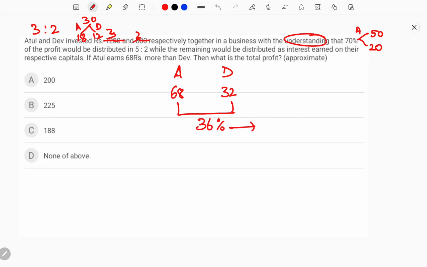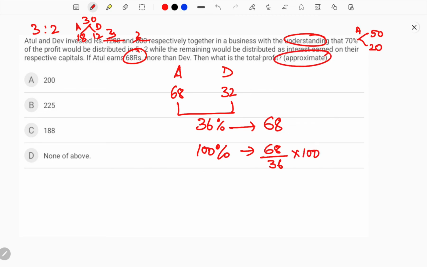So the 36% that they have given here is 68. If you know 36% is 68, you need to find what the total profit is. Our total profit will be 100%. If 36% is 68, what will be 1%? It will be 68 by 36. You need to find 100%, so multiply it with 100.